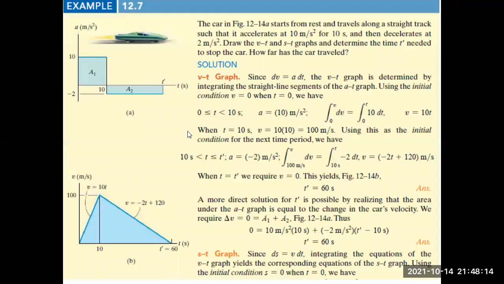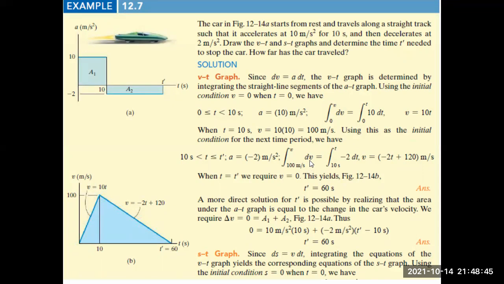Now what is left is that we need to plot the second part of A, because it's not represented by a single equation. We have one equation, A is equal to 10. The other equation, A is equal to -2. So how am I going to plot the second part of V versus t? I need to get the integral, right? So I apply the same concept.